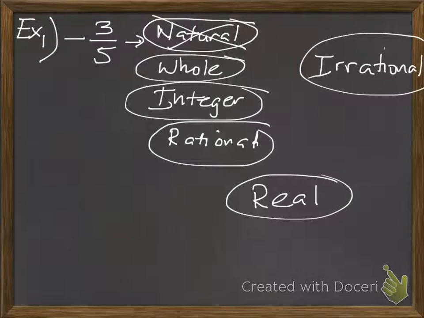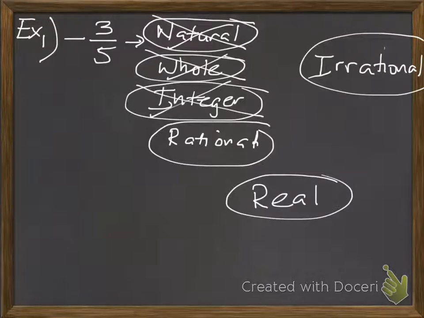Whole numbers: 0, +1, +2, so again, positive numbers. This is a negative number and it's a negative fraction, so it's not even whole and it's not even positive, so it's not a whole number. Integer, positive and negative whole numbers. Well, this is a negative number, but it's a fraction, so it's not even whole, it's part of a whole, so therefore it's not an integer as well.